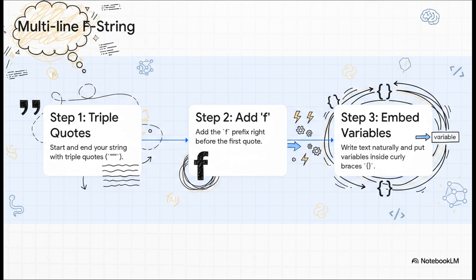Now, this gets especially powerful when you're building something complex, like a detailed prompt for an AI. You just combine that prefix with triple quotes. This lets you write out a whole paragraph with all your line breaks and formatting and just drop your variables in exactly where they need to go. It is, without a doubt, the cleanest way to build dynamic text.